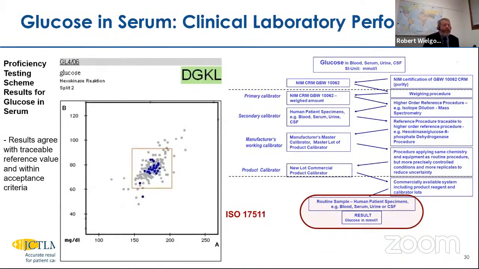And finally, maybe most importantly of all, the laboratory providing measurements to the patient in an accredited system will also participate in proficiency testing schemes to demonstrate the accuracy of their own measurements. And here we can see the results of such a scheme showing good accuracy and good uncertainty for that type of measurement.